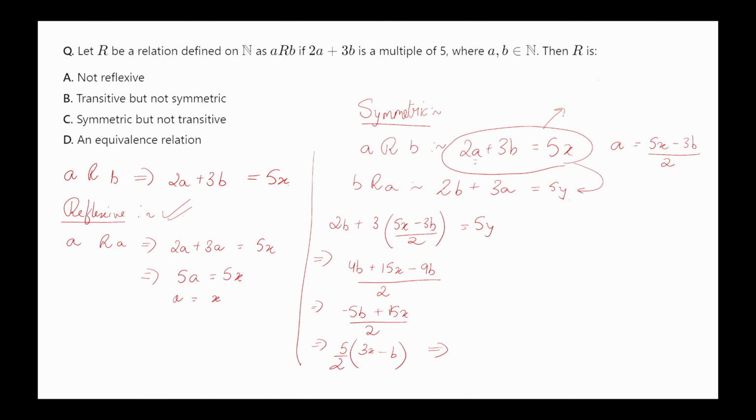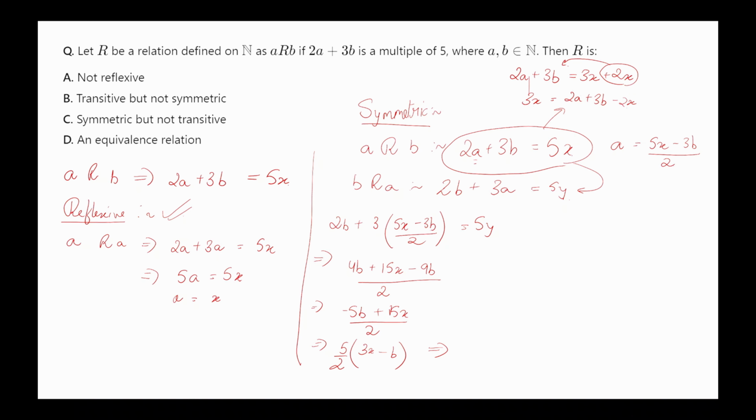So from here, this 2A plus 3B is equal to 5x. Now what I'm saying is, can I write this 5x as 3x plus 2x? Then what would it become? It would become 2A plus 3B is equal to 3x plus 2x. Now I'll take this 2x to the other side. Then I would have the value of 3x as 2A plus 3B minus 2x.